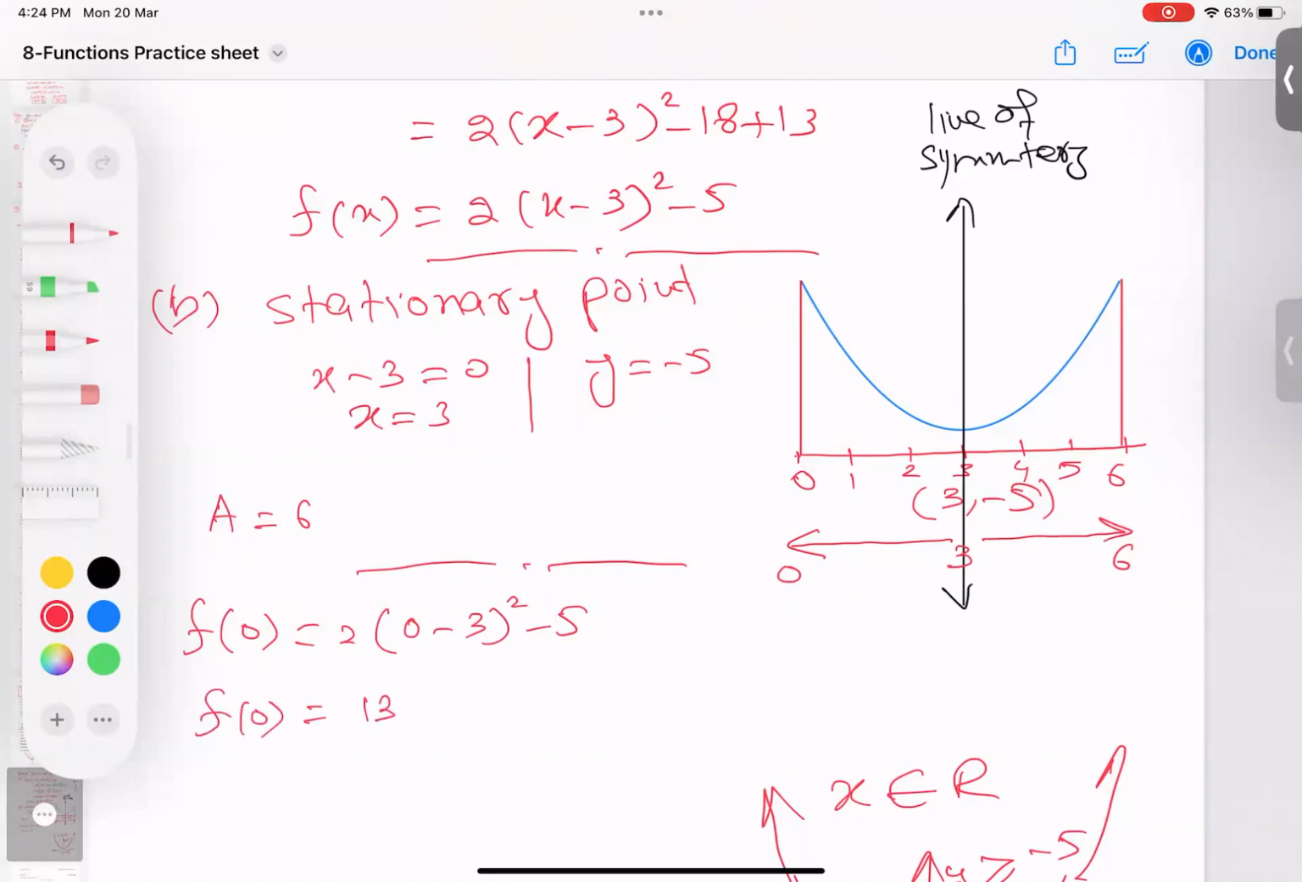No need to put 6, because if I plug in 6, I get again 13, for sure. If you want to see, put 6 here. So 6 minus 3 is 3. 3 squared is 9, 9 twos are 18, 18 minus 5, 13 once again.